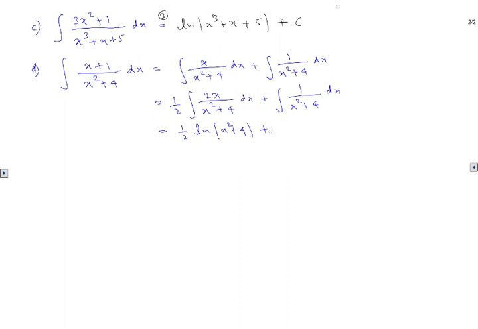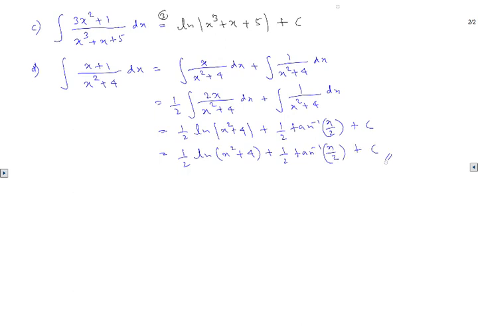What is this? This is 1 over a squared x squared plus a squared. This is tan inverse. So here a equals 2. So that means it's 1/2 tan inverse x over 2 plus c. And I want to tell you one small thing: in the natural log, this x squared plus 4 is always positive. So that means we can ignore this absolute sign, and we can simply write this one as 1/2 ln x squared plus 4 plus 1/2 tan inverse x over 2 plus c.